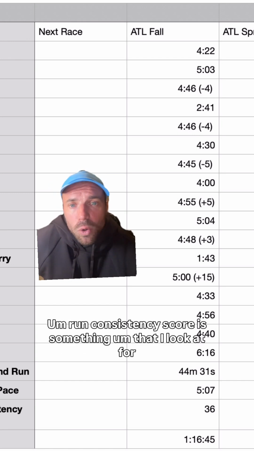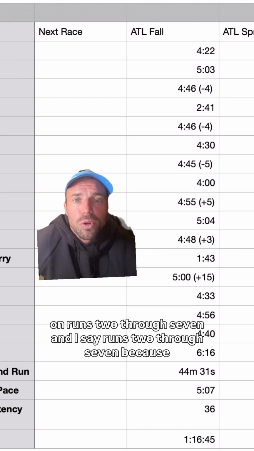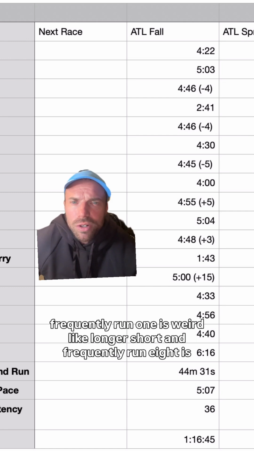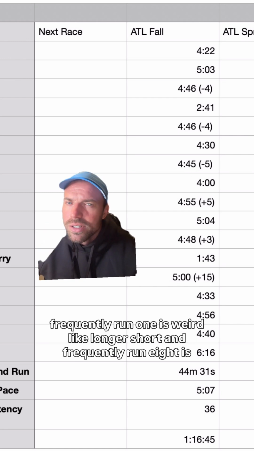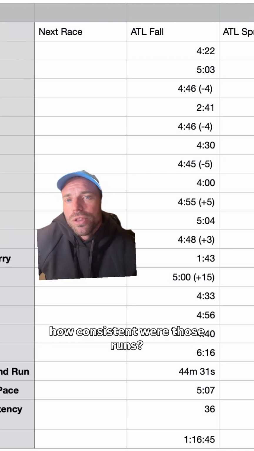Run consistency score is something that I look at for runs 2 through 7. And I say runs 2 through 7 because frequently run 1 is weird, long or short, and frequently run 8 is weird, long or short, and also they time it differently. How consistent were those runs?